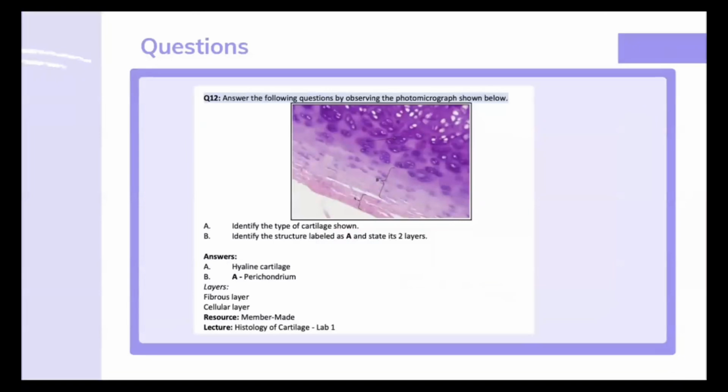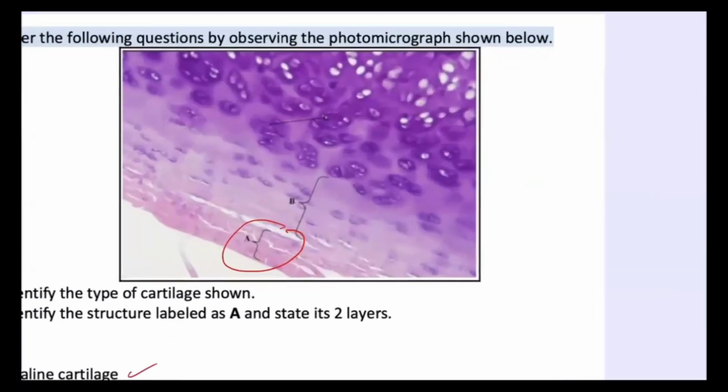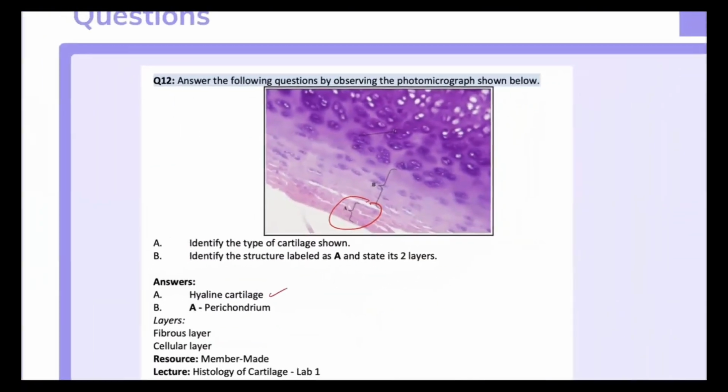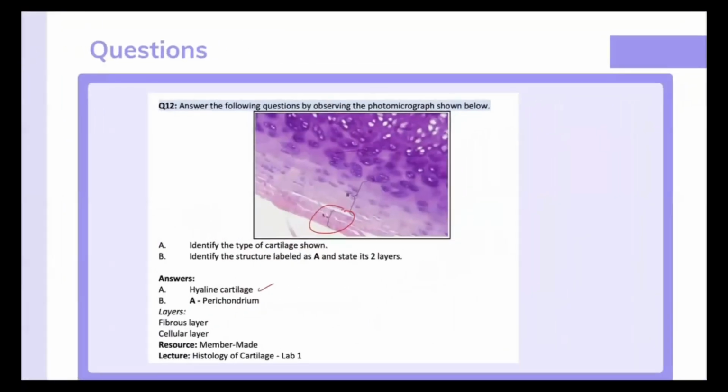Obviously, hyaline cartilage, without a doubt. So now you have the hyaline cartilage, the purple, easy, that's the first identification, and then they want the labeling of the structure labeled as A. Remember that I mentioned there's a cellular layer and a fibrous layer of the perichondrium surrounding the cartilage. That's A. In general, it's the perichondrium.